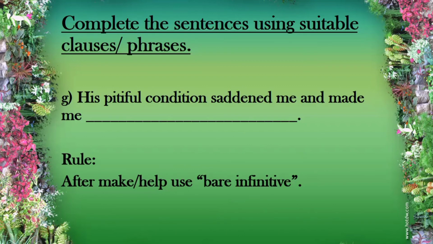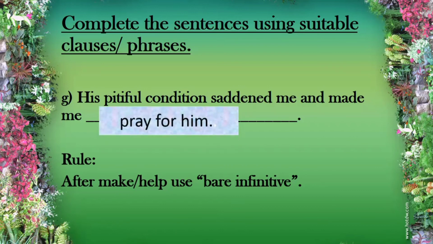So then what is bare infinitive? Bare infinitive doesn't have "to" with it. Only the V1 form of the verb should be used over here. Though we all know non-finite verbs are not V1 forms, in this special case we have to use bare infinitive. So we can complete it in this way: and made me pray for him.